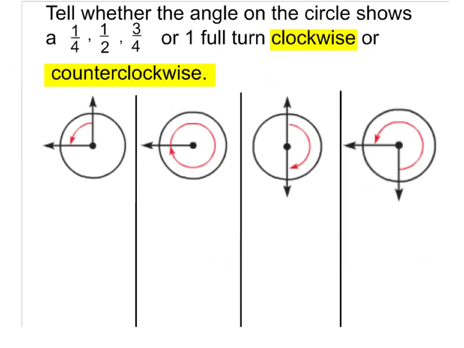Here's some more practice for you. It says tell whether the angle of the circle shows a 1/4 turn, 1/2 turn, a 3/4 turn, or 1 full turn. And you're going to tell me if it's clockwise or counterclockwise. So you're going to look at the direction that the arrow's going and tell me whether it's clockwise or counterclockwise. Remember, clockwise is going to the right, the way that clock hands move, and counterclockwise is going the opposite direction, to the left.